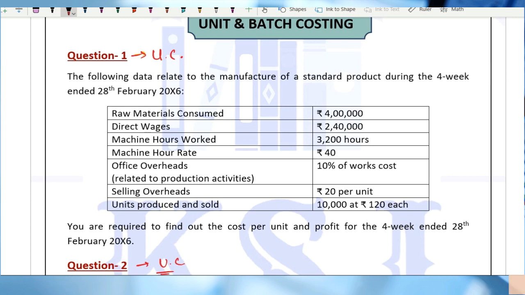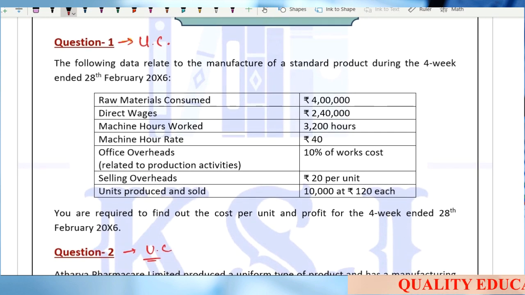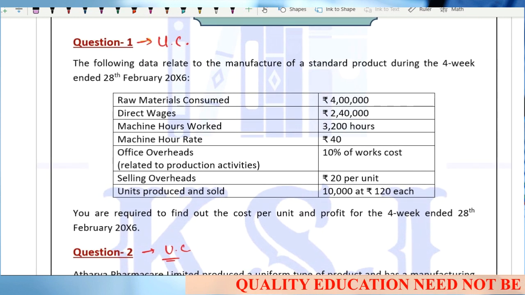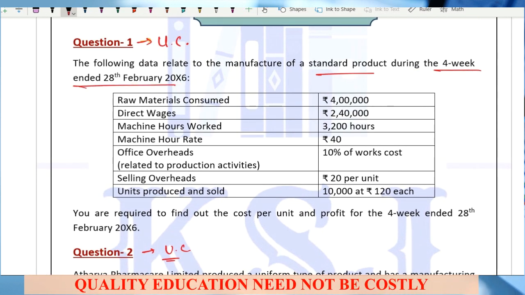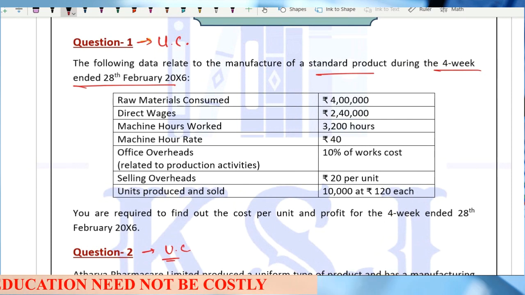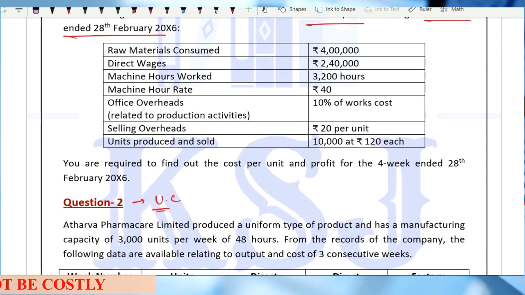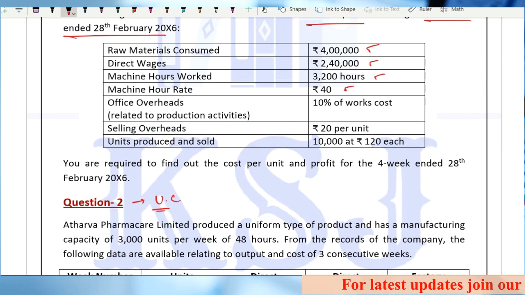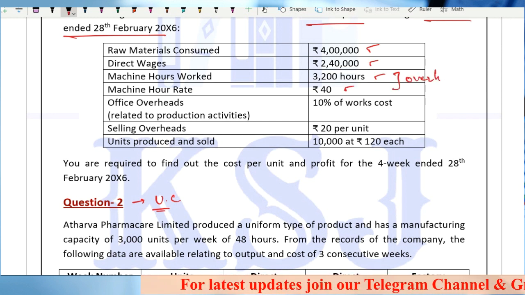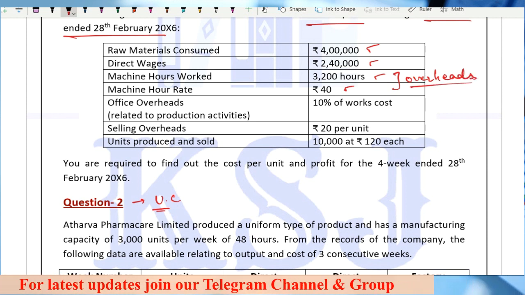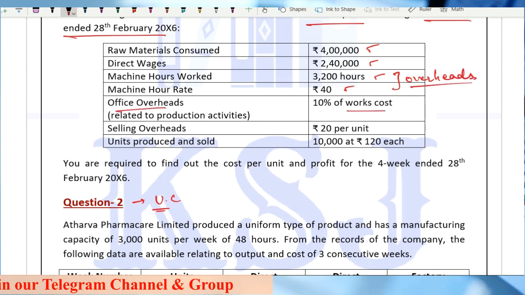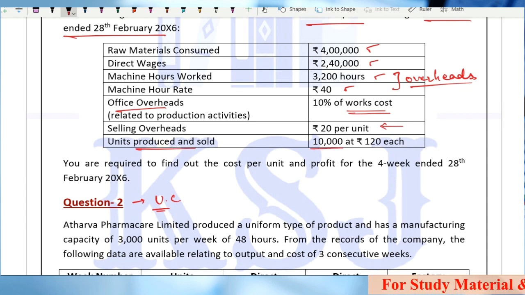Okay, let's continue. The following data relate to the manufacture of a standard product during the 4-week period ended 28th of February 2016. Raw material consumed 4 lakh, direct wages 2 lakh 40,000, machine hours worked 3200 hours, and the machine hour rate is rupees 40. Now this information is given related to your factory overheads. Office overheads 10% of works cost. Selling overheads rupees 20 per unit. Then units produced and sold 10,000 at the rate of 120.